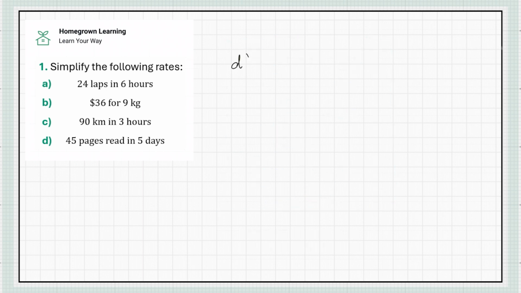Alright, lastly, looking at D, we have 45 pages in 5 days. Divide both sides by this final quantity. So 45 divided by 5 is 9. 9 pages, 5 divided by 5 is 1. 9 pages per day. Alright, so every day they're reading 9 pages of a book.